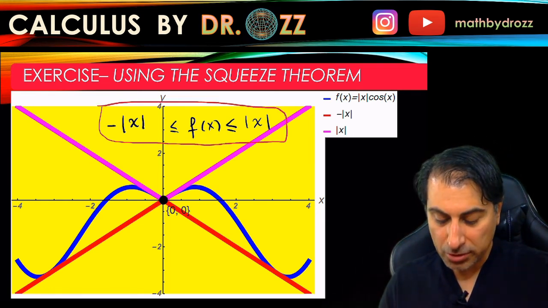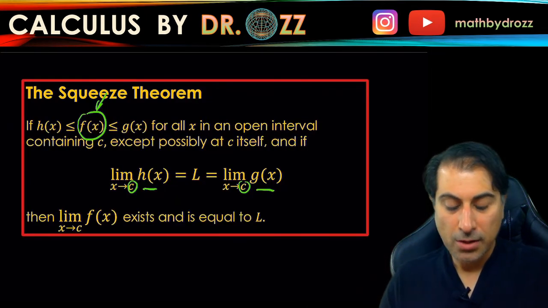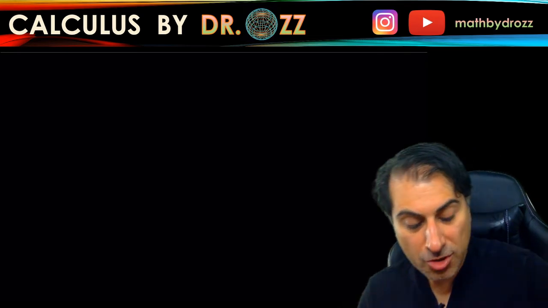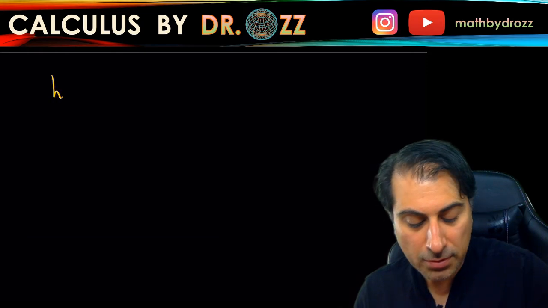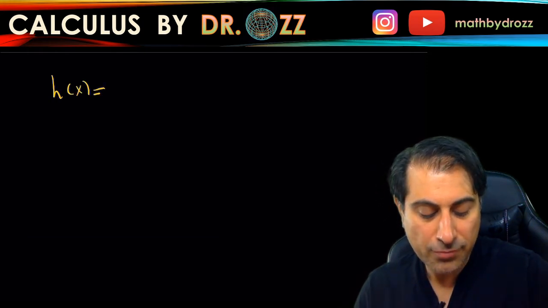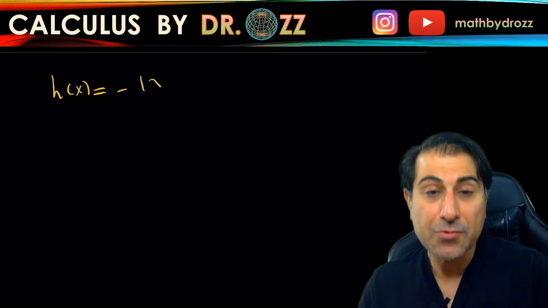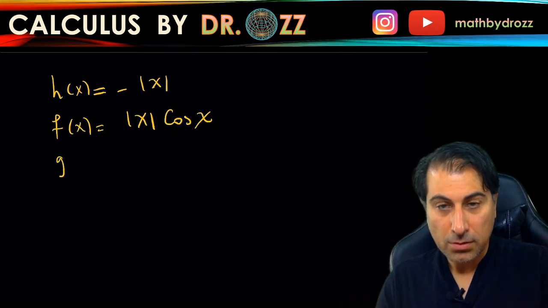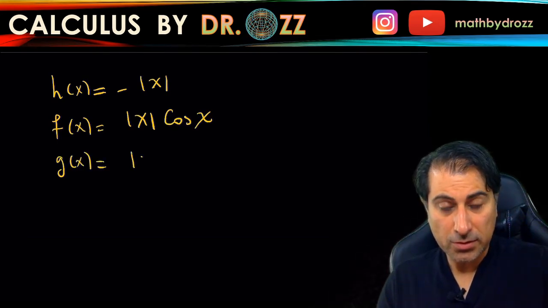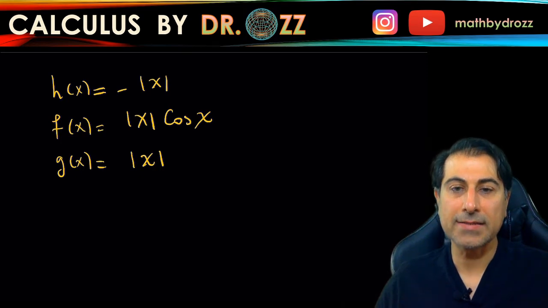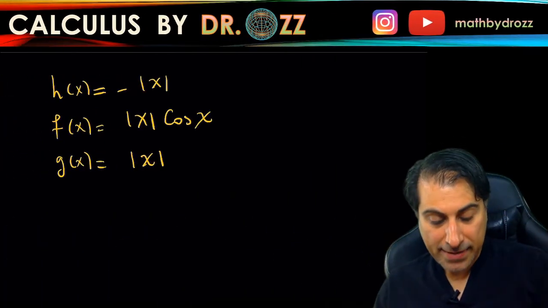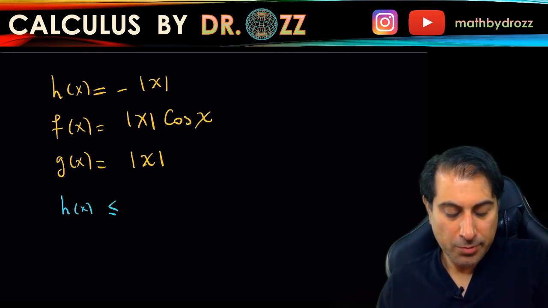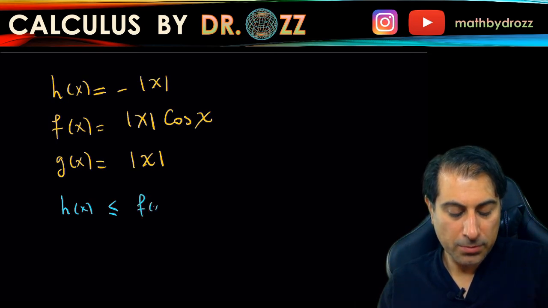So let's go back here. We have h and g, and in our case, h is going to be negative absolute value of x, f of x is absolute value of x cosine x, and g of x is just absolute value of x. All right, now we have the inequalities. h of x is less than or equal to f of x, less than or equal to g of x.